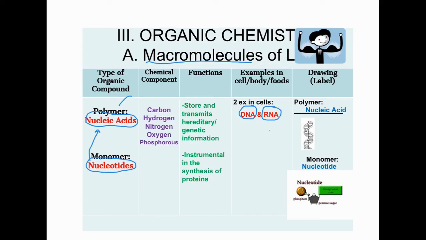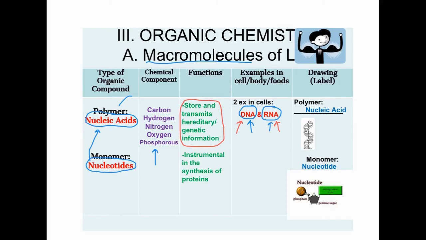And RNA is like the little helper of DNA. All right, so it's made of carbon, hydrogen, nitrogen, oxygen, and phosphorus. You're not going to need to know that in my class, so write it down if you want to, but you don't really need it. Now, what's the role that DNA and RNA, these nucleic acids, do in your body? Well, they store and transmit your hereditary or genetic information.